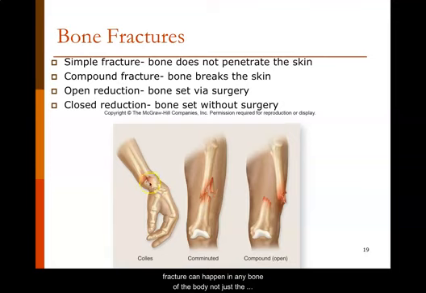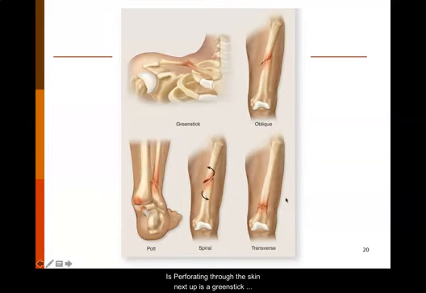A comminuted fracture can happen in any bone of the body, not just the femur as you're seeing here. But a comminuted fracture is when the bone breaks into more than two pieces. So you have little fragments of bone that kind of chipped away here. A compound fracture, as I mentioned, is when a bit of bone is perforating through the skin.